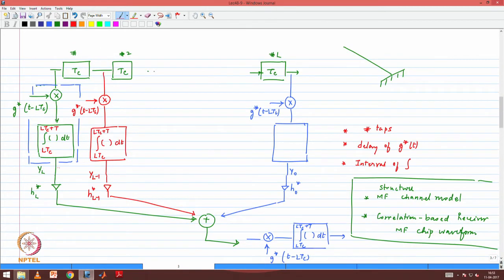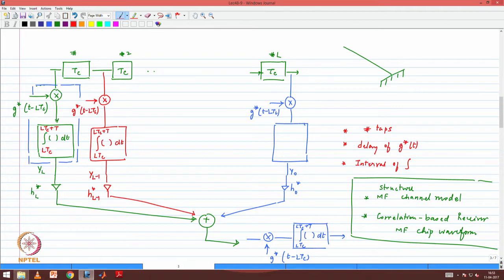Basically, this is the form that we had looked at. There are L plus 1 taps, and each of those taps went through a correlation-based receiver, which is multiplied by g star and then followed by an integration, with the corresponding coefficients then added together.